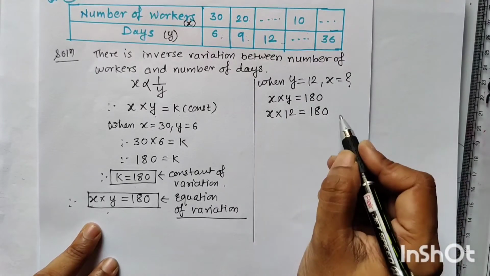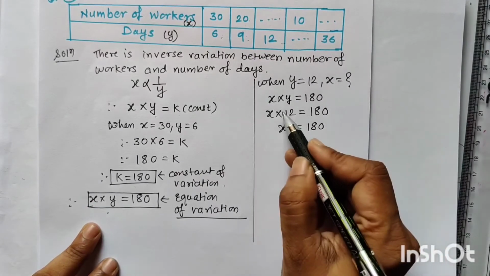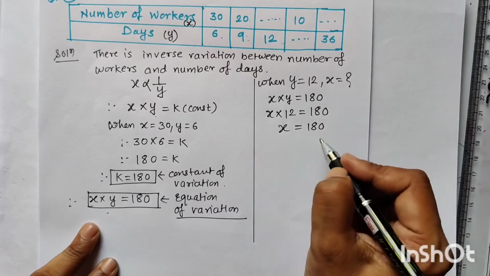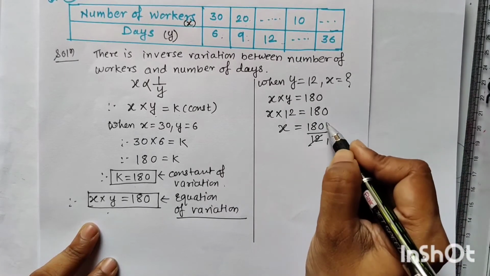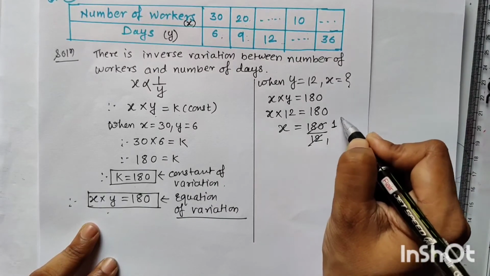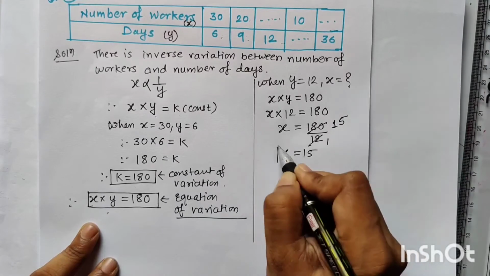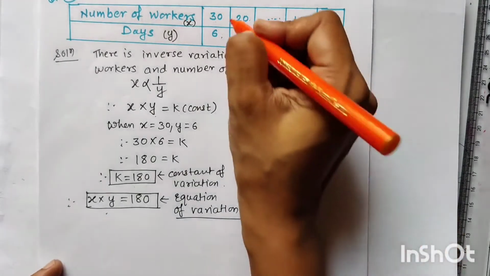Now 12 transfer on this side. X as it is we write, equal to 180 as it is we write, and multiply by 12. Transfer from left hand side to right hand side. Multiply by 12 will become divide by 12. Now divide: 12 ones are 12, 12 fives are 60. So x is equal to 15 we are getting. So here we can write 15.